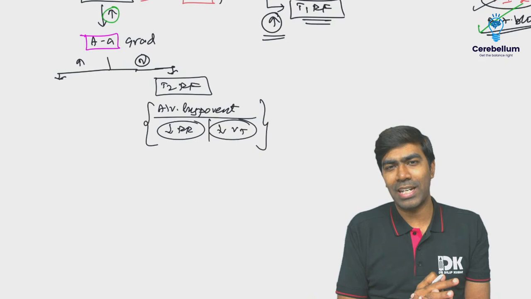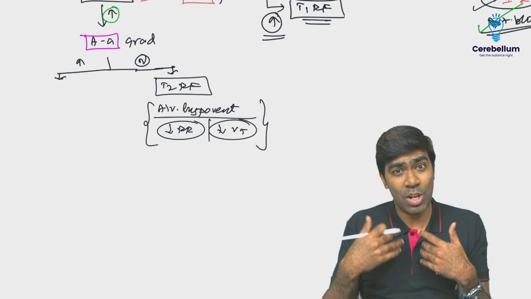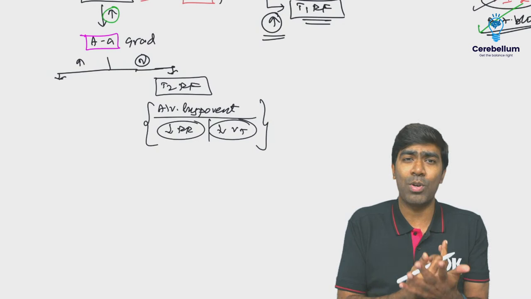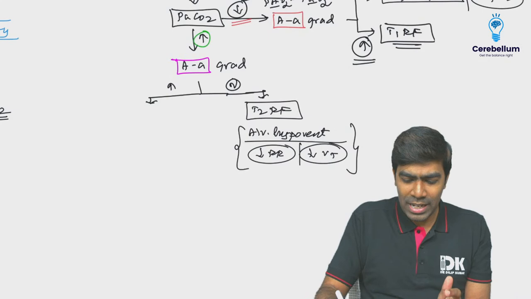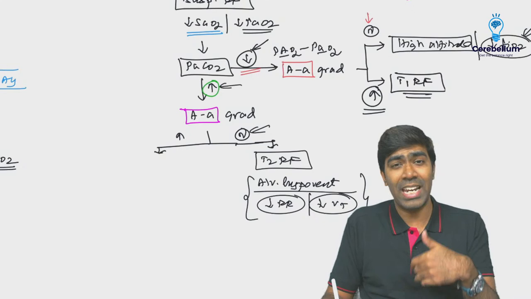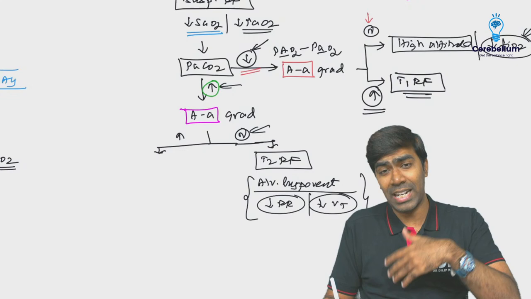Alveolar hypoventilation, that is typical type 2 respiratory failure. Here the patient is not breathing properly. The diffusion barrier is intact. It's not having any problem in a pure type 2 respiratory failure. That's why the patient is having a normal A-a gradient. But because the patient is not ventilating, you know, the marker of ventilation is CO2. Ventilating more, CO2 will be washed out. Ventilating less, CO2 will be high. That's why CO2 is high here.